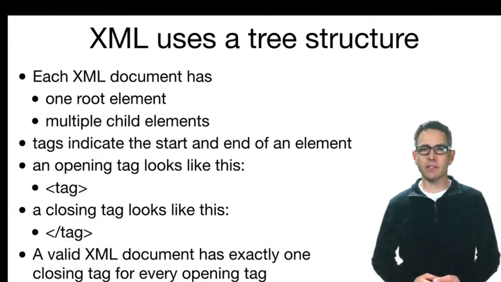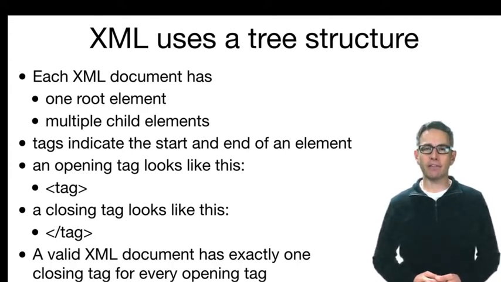XML, because of the way it uses tags, produces something that can be interpreted as a tree structure. Every XML document has one root and can have multiple child elements and multiple sub-child elements. Tags always form the beginning and the end of an element.